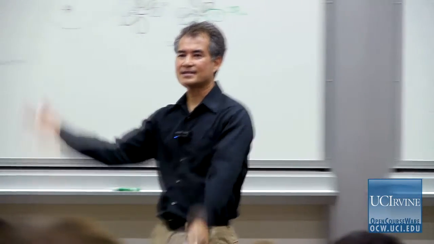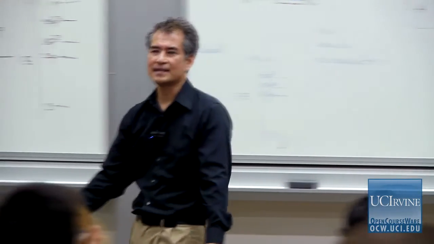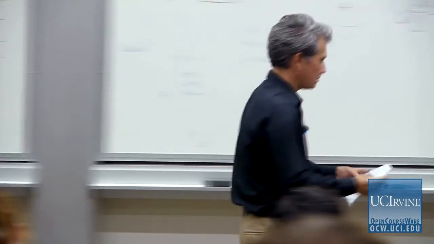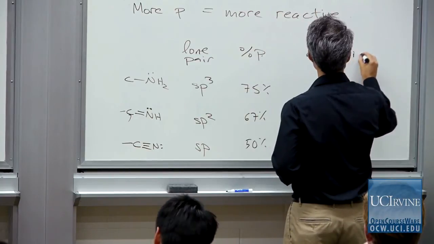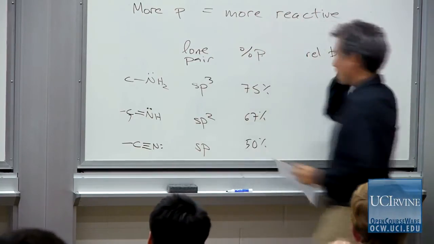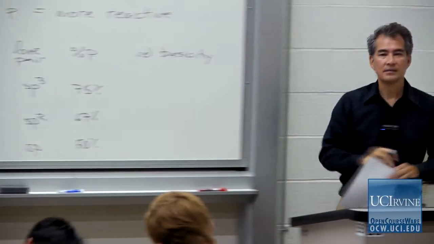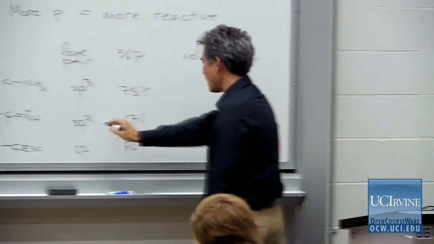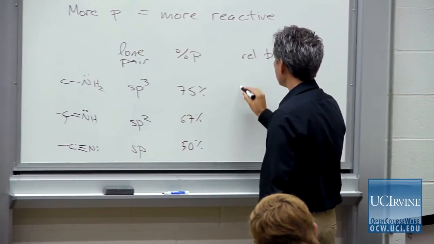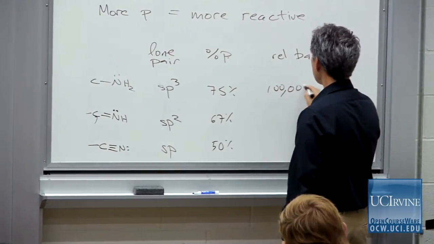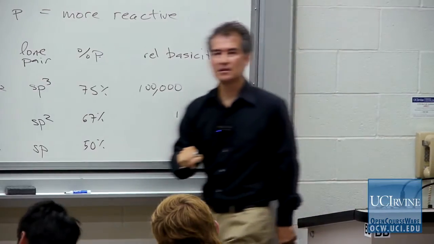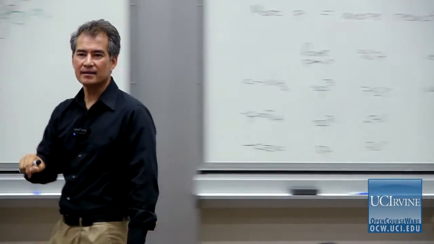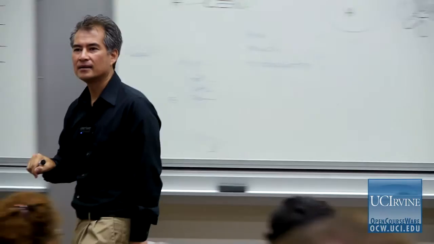75 cents, 66 cents. What's the difference there, right? How big of a difference could that make? Maybe you already know something about the relative basicity of these. I can go to a pKa table and look up the converse of basicity, acidity. What you find out is, I'll assign this a relative value of 1, that an sp3 hybridized nitrogen lone pair is 100,000 times more basic than an sp2 hybridized nitrogen lone pair.